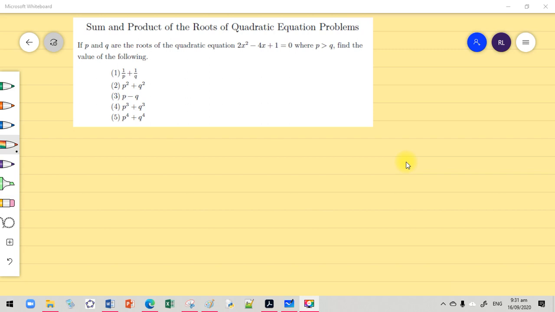In this case, P and Q are the roots. We do not need to find the respective values of P and Q, because what we're going to do is find a way to express all of this in terms of sum and product.